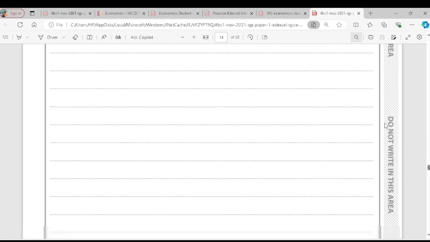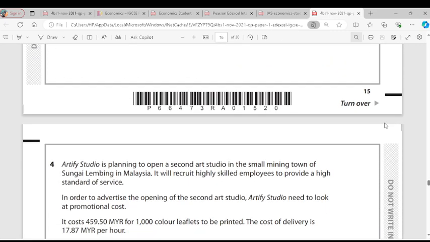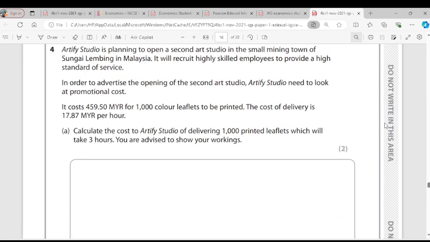Question 4. Artify Studio is planning to open a second art studio in the small mining town of Sungai Lembing in Malaysia. It will recruit highly skilled employees to provide a high standard of service. In order to advertise the opening of the second art studio, Artify Studio needs to look at promotional cost.